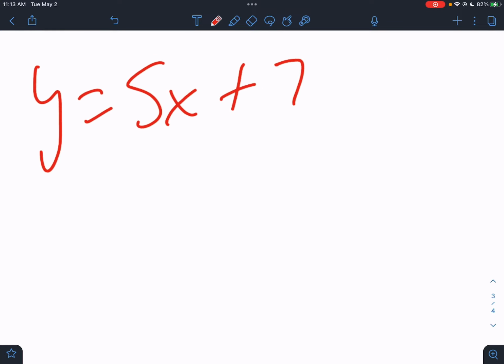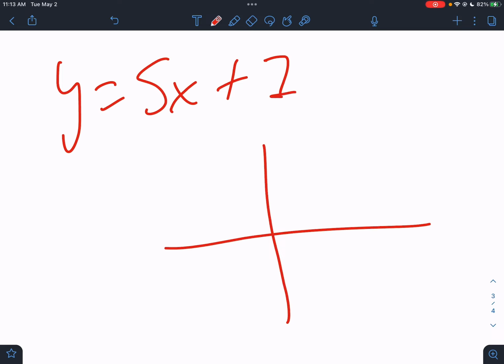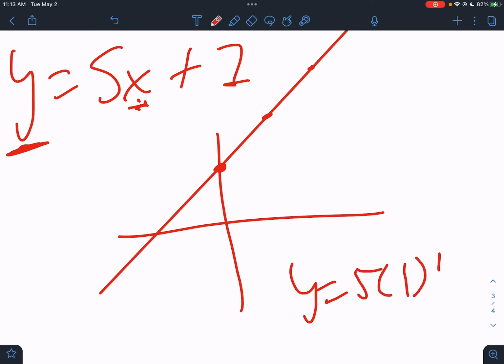Now, what this does for us is it generates some line, right? If I were to graph this, we would start at plus 7, and we would go up 5 over 1, up 5 over 1, and we get every single point on this line, right? I can make x 1, 2, 3, 4. Every time I plug in a number for x, I can get the corresponding y value. Those two numbers, x and y, they change. You're never going to plug in a number for x. Like, you're not going to say y = 5 times 1 plus 7.